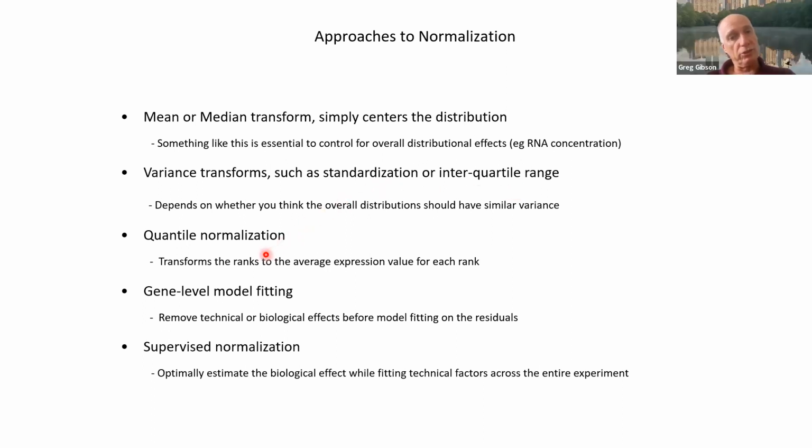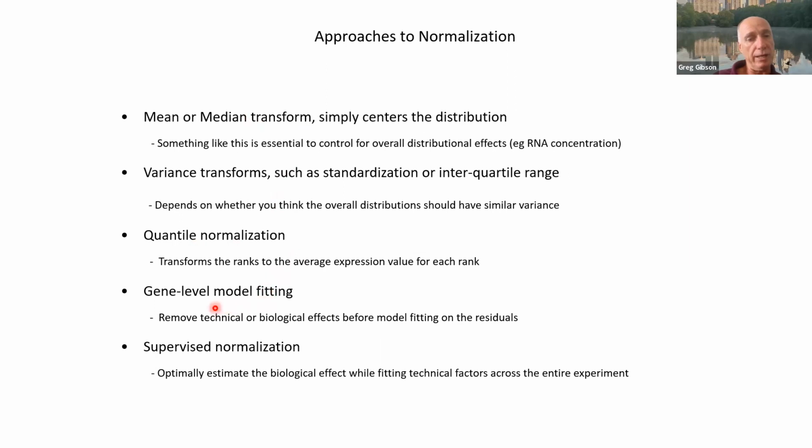A quantile normalization is the one that I just showed you on the previous slide, is the most aggressive variance transform you can do. And so what it's doing is transforming the ranks to the average expression of that rank. And the result is that the profile, the sort of the total distribution for every sample is identical. Okay. You can avoid doing any sort of transform at all on the total data set.